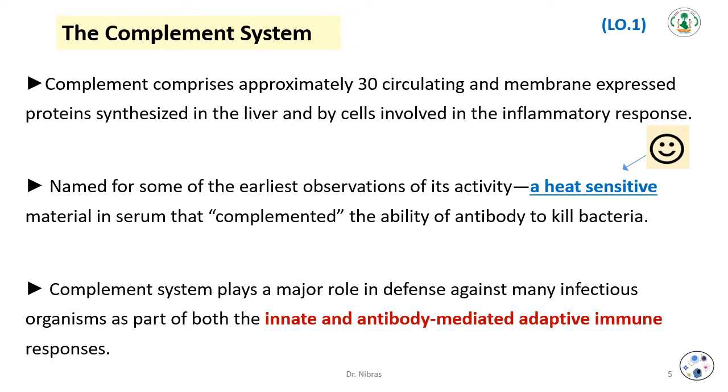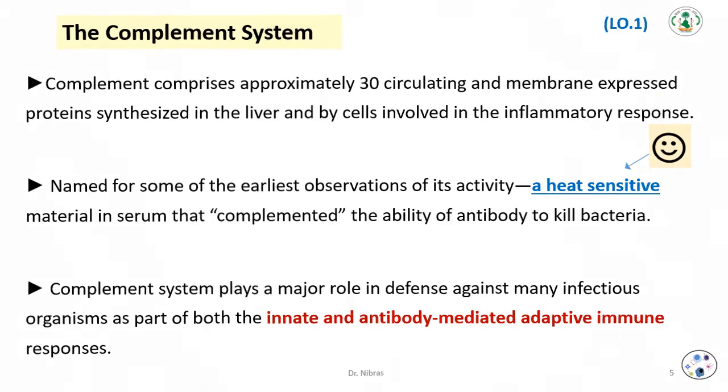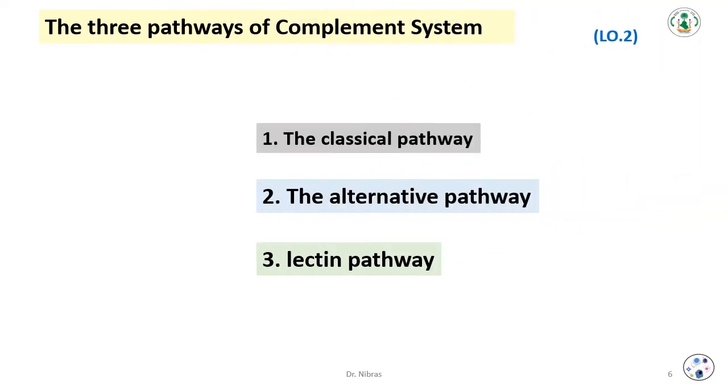It plays a major role in defense against many infectious organisms as part of both the innate and antibody-mediated adaptive immune responses. There are three pathways of the complement system: classical pathway, alternative pathway, and lectin pathway.